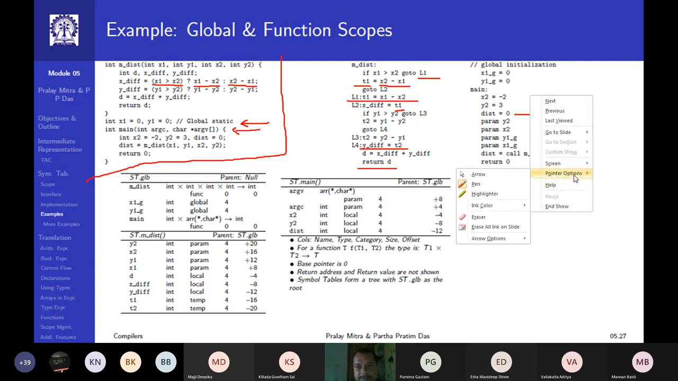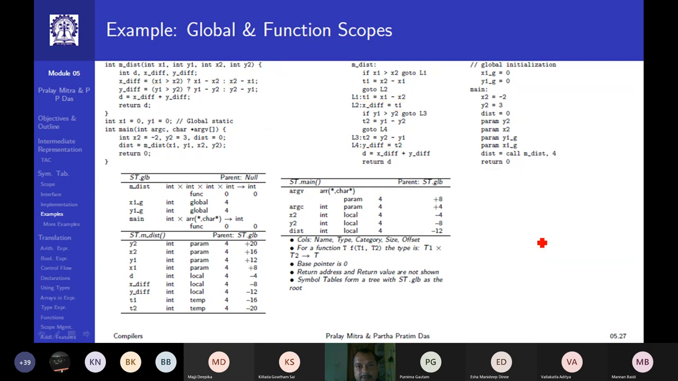Any question up to this? This three address code generation from this source code to here. Good. Now we are trying to construct the symbol table.